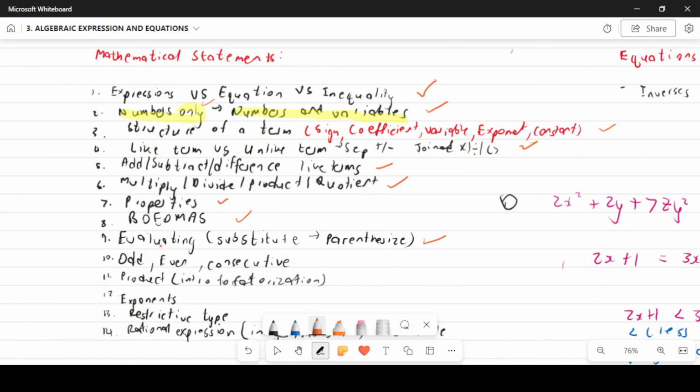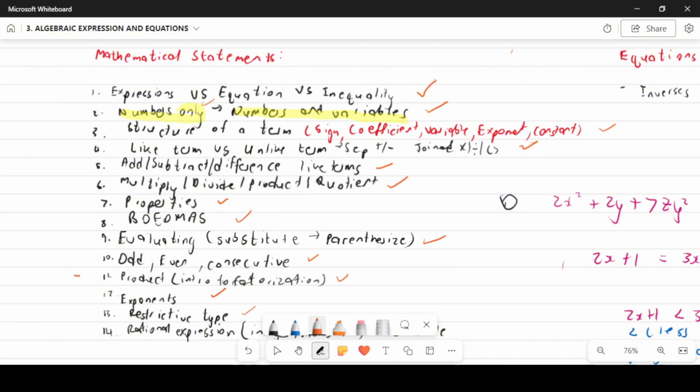Now what I want to talk about is odd, even, and consecutive numbers. What does it mean for numbers to be odd, even, and consecutive? Then I want to talk about products and factorization, and give you a slight introduction into factorization. Then I want to talk about exponents. I will come back to restrictive type questions.